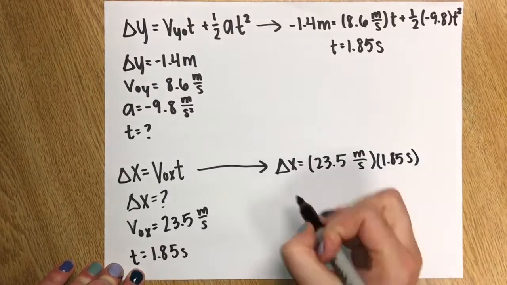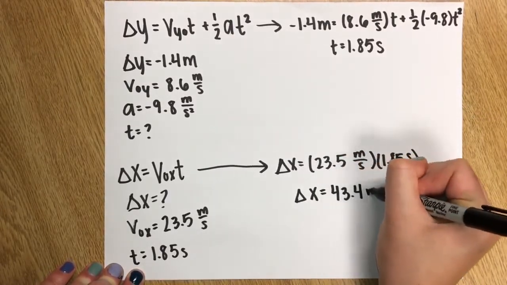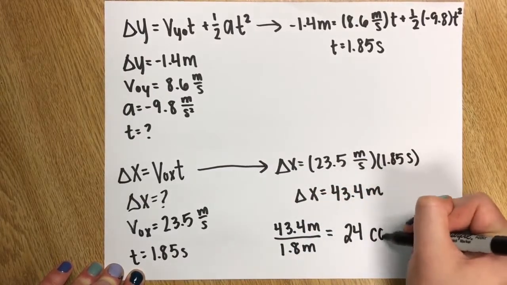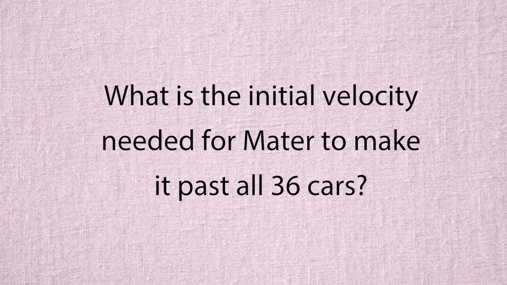Therefore, the change in the x direction is 43.4 meters, which is the same as him jumping past around 24 cars. This proves that this clip is impossible in the real world of physics, because in the clip we see Mater fall straight down. In reality, he would make it about 2/3 of the way. Now we have a question for you. What is the initial velocity that Mater would need to make it across all 36 cars?